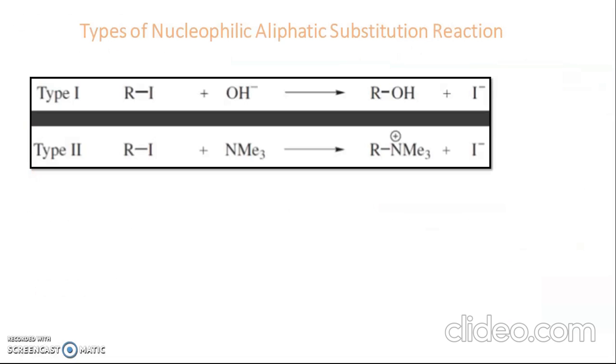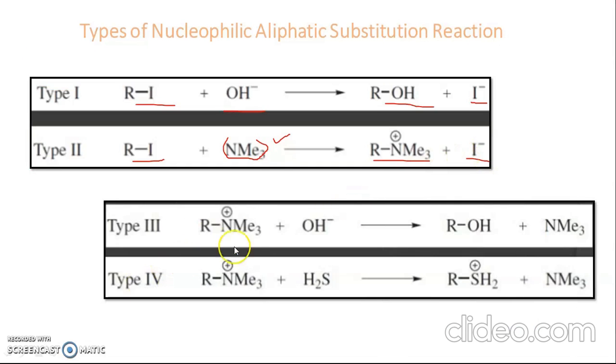Now we have some examples of nucleophilic aliphatic substitution reaction. In the first case, you can see that our substrate is alkyl iodide and our nucleophile is HO minus. In the second case also, substrate is same, but now our nucleophile is neutral. So in the first case, product is neutral, leaving group is anionic. In the second case, as our nucleophile is neutral, our product will be positively charged because nitrogen has total 4 bonds, and leaving group same as before.